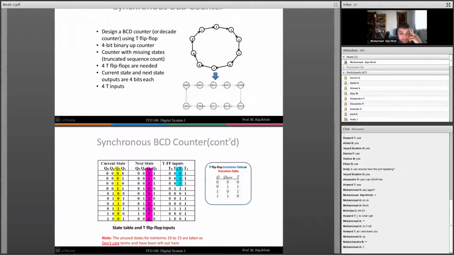It was 1 here, and it stays 1. T should be equal to 0. 1 and 1, T is equal to 0. This is the case.